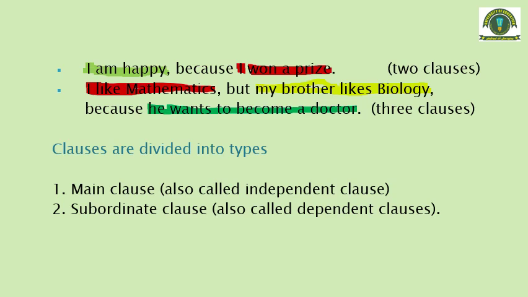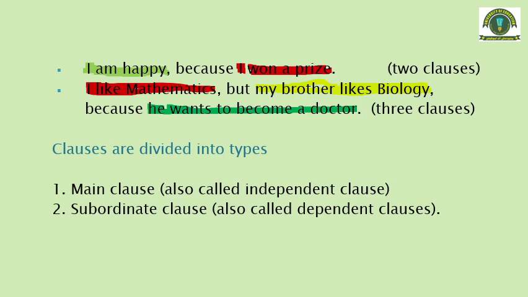So we come to know that every sentence can have one clause, two clauses, or three clauses, or there can be multiple clauses. So there is no limitation of clauses in any sentence. Now every clause is divided into two parts. The first is main clause. From the word main, ponder at that, look at that, think of that.